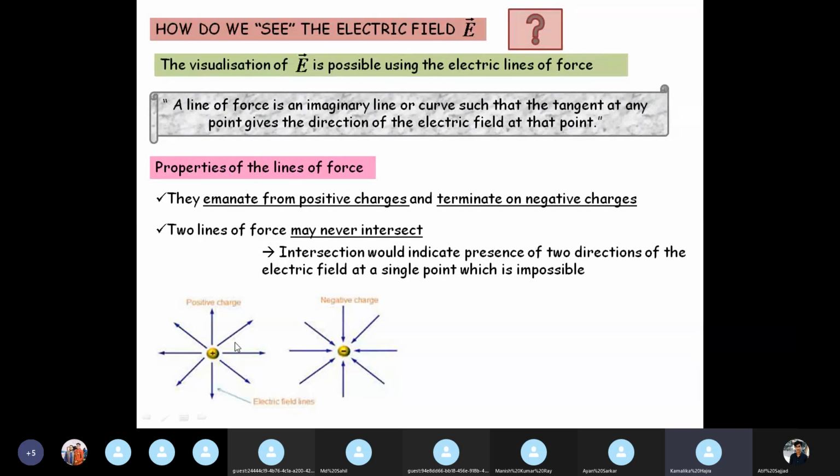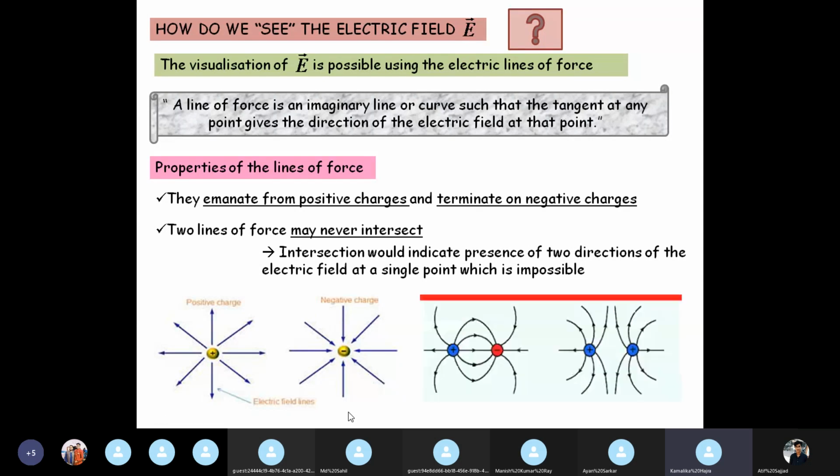So this is the visualization of an electric field. They always start from a positive charge and they always terminate on a negative charge. And if there are two charges, for example, placed near to each other, so if they are plus and minus, two opposite charges, then lines of force will start from the positive charge and end on the negative charge. Some of them, others will go to other charges placed far away or to infinity, or come from infinity to terminate on the negative charge.